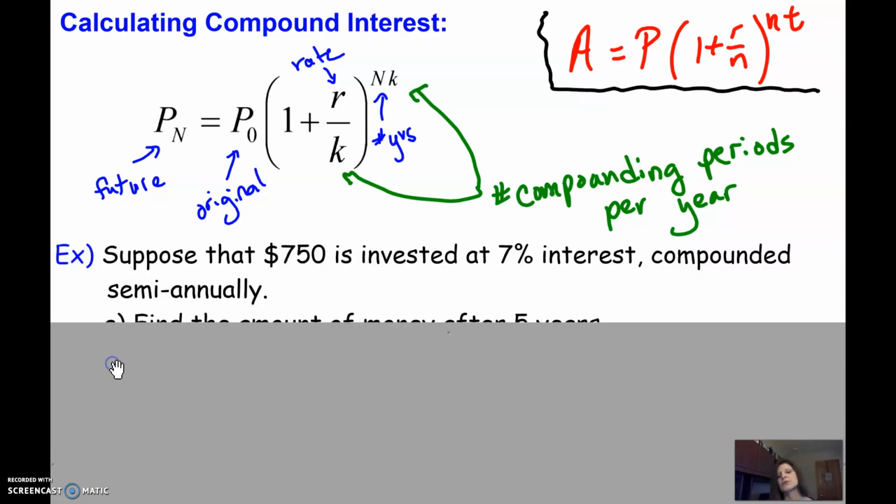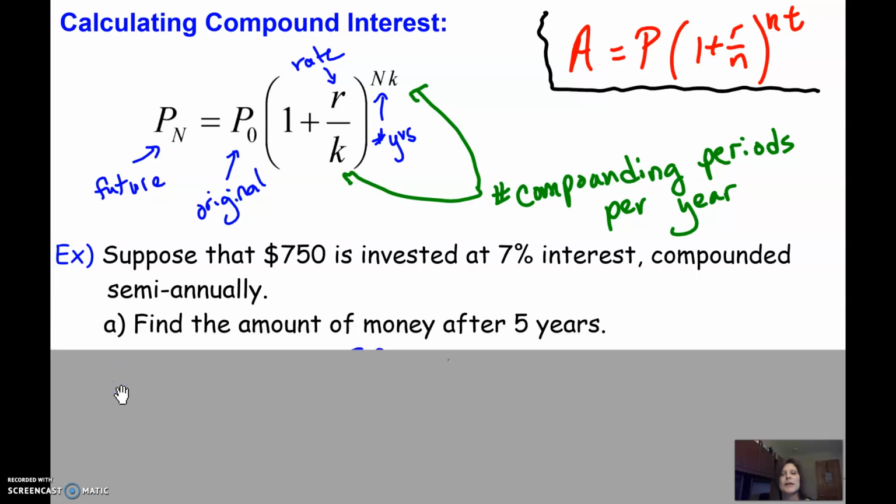All right, so suppose that we have $750 invested at 7%, compounded semi-annually. We want to find the amount of money after 5 years. All right, so the 750, that's what's originally invested, that's my P sub 0. The 7% obviously is my rate. It's compounded semi-annually. Well, if you're a shopper, you know that semi-annual sales means we do it twice a year. So semi-annually means my compounding periods are going to be twice in a year. And then it tells me here the number of years.